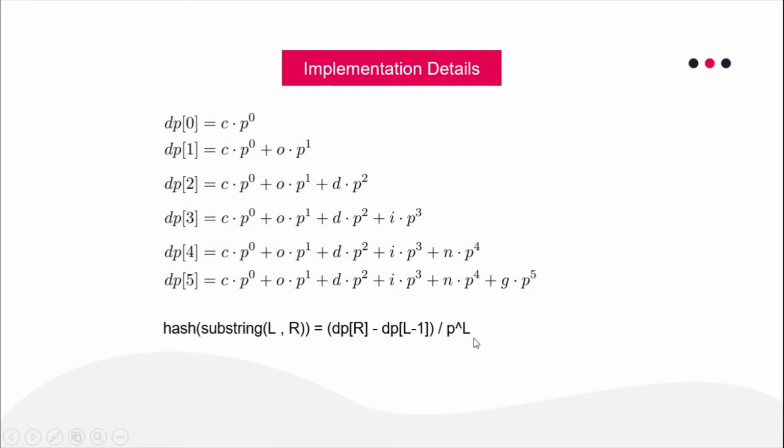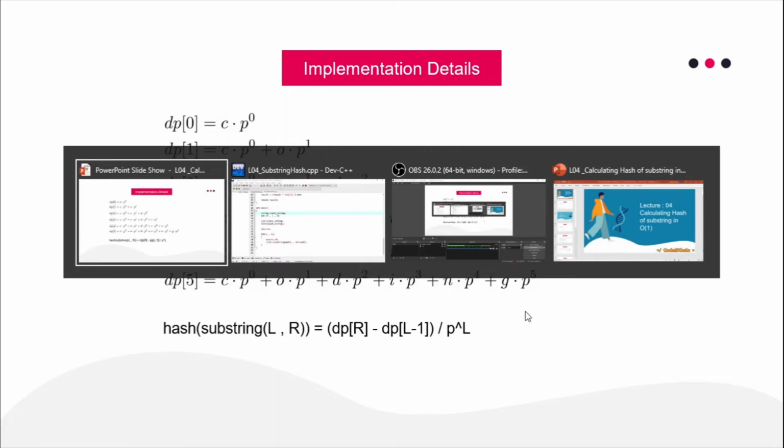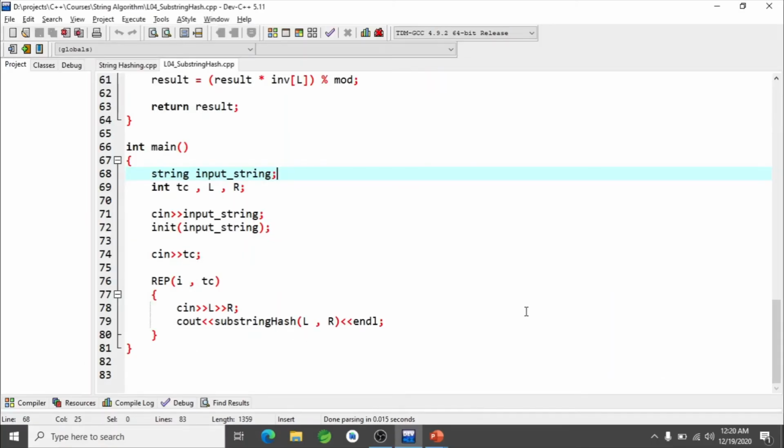So this expression would convert into dp of R minus dp of L minus 1 times the inverse modulo of p raised to power L, right? So division is not allowed. Instead we have to find the modulo inverse, and after that multiply with the modulo inverse of the denominator. That is why we need to calculate the modulo inverse as well.